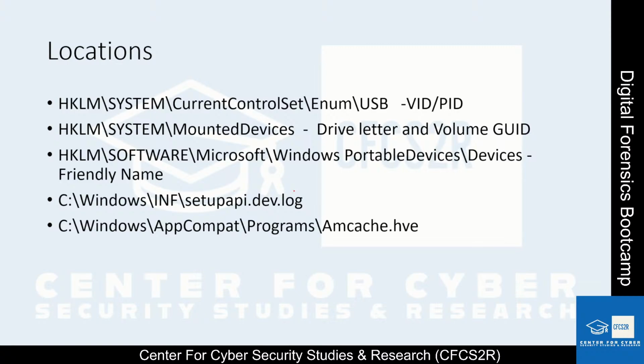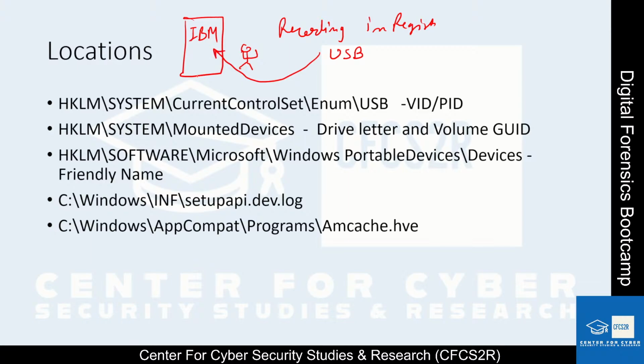Also, if you talk about forensics, just think of a scenario that this is a building. Let us suppose this is the IBM office, and there is a guard sitting outside. He is recording in a register what USB devices you are taking inside the office. He is maintaining a register, capturing the USB manufacturer and USB model with the USB serial number.